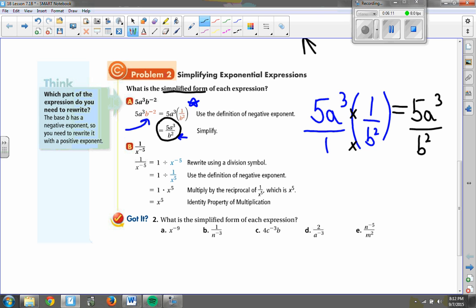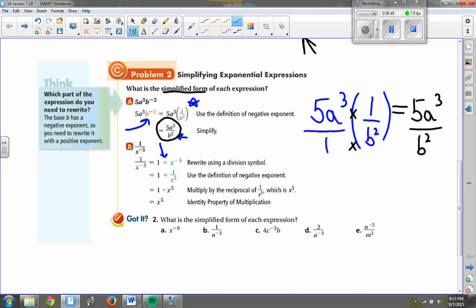5a to the third over b to the second power. Okay? Now, let's talk about what happens in letter B when we have a negative exponent that is already in the bottom of that fraction. Letter B wants us to write, again, the simplified form of this expression here, 1 over x to the negative fifth power.